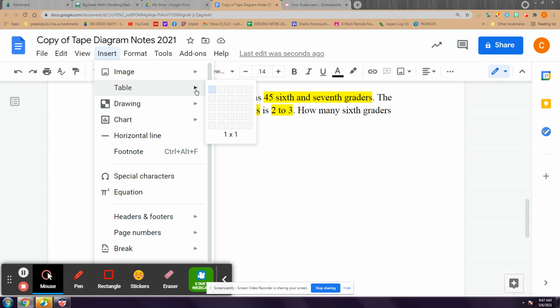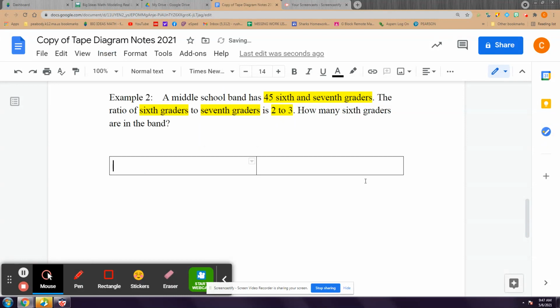So the first part of the ratio is 2, so I'm going to do one that looks like this, 2. That's pretty big, so we don't normally have to make it that big, but that's fine. These 2 boxes are the 6th graders, right? Because it said 6th graders was 2. The other number of the ratio is 3, so now we need 3 pieces of tape for 7th graders.